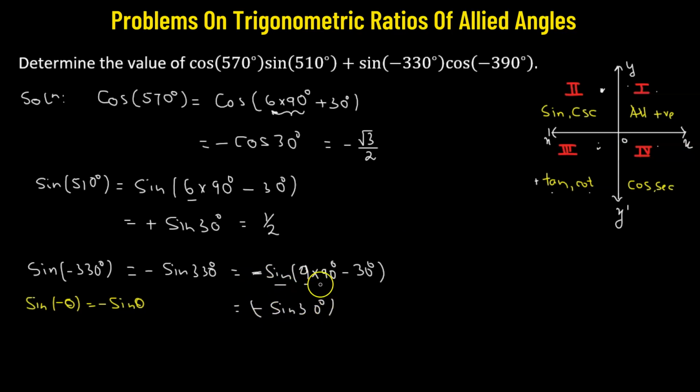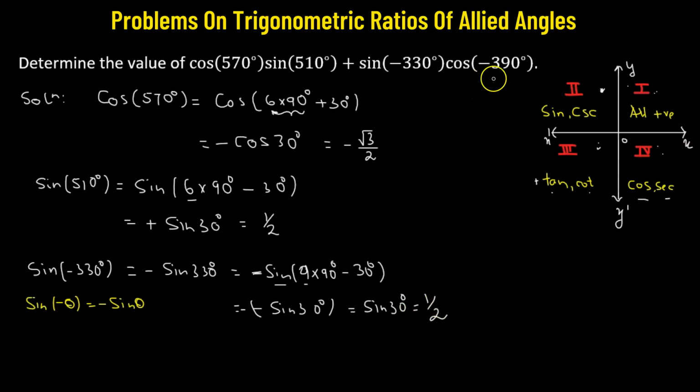Now we have to look at the sign. So we are in the 4th quadrant. We have 1, 2, 3, 4. Now in the 4th quadrant, only the cosine and the secant are positive. Everything else is negative. So we have negative of negative sine 30, which corresponds to positive sine 30 degrees, and this gives us a value of positive half.